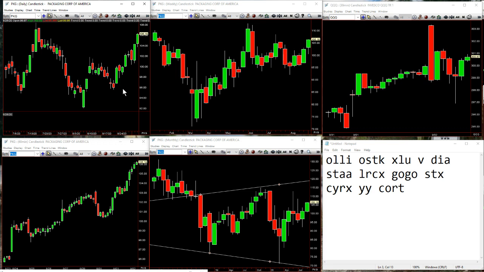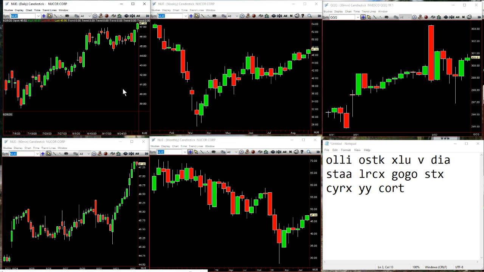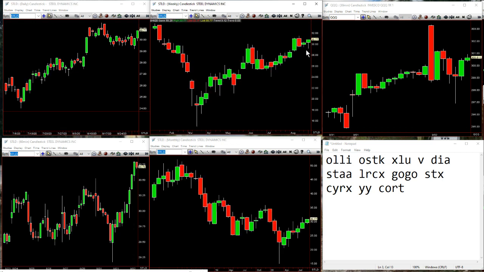If you go to a little bit of steel, Nucor coming up a little bit. The outside day expansion here, and then in the middle, the inside week up. I think STLD is coming up here just a little bit, like so. Yeah, there's an outside bar in the week. We'll see how that goes.